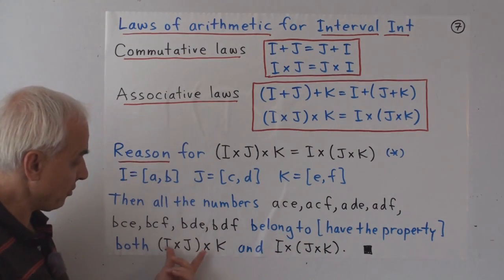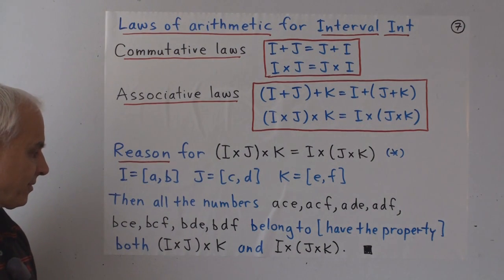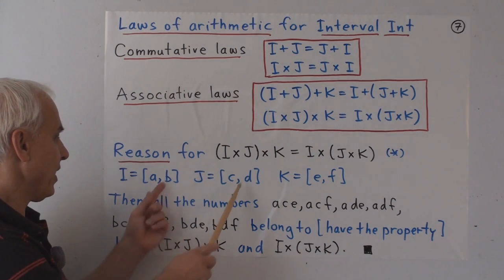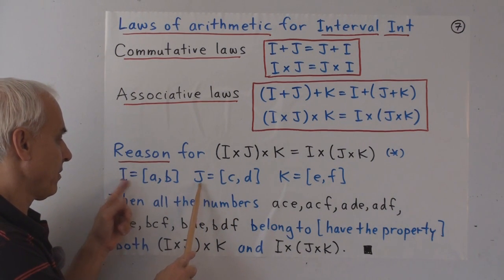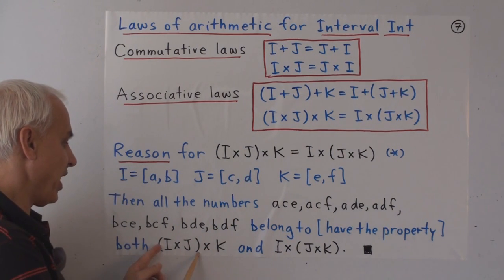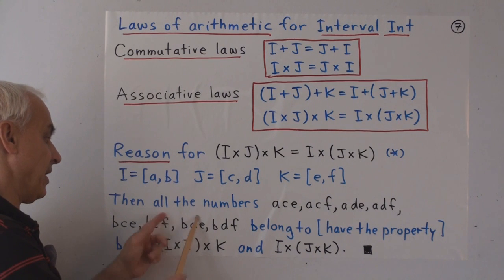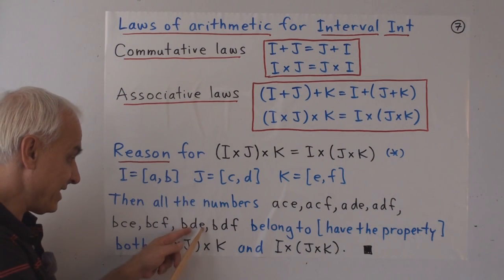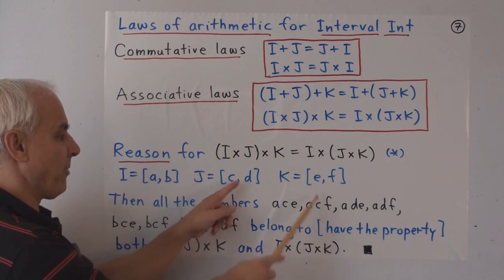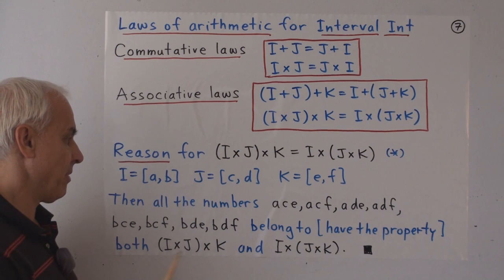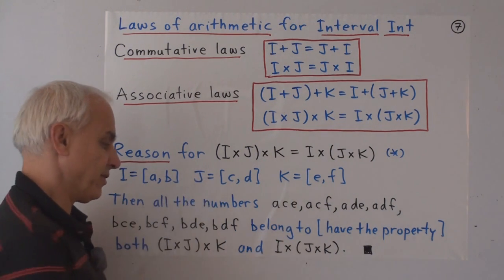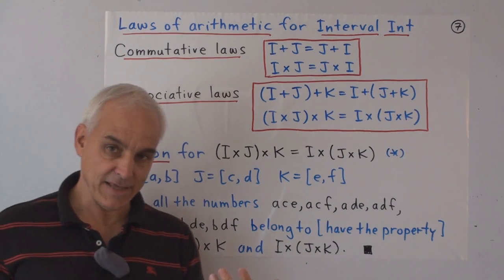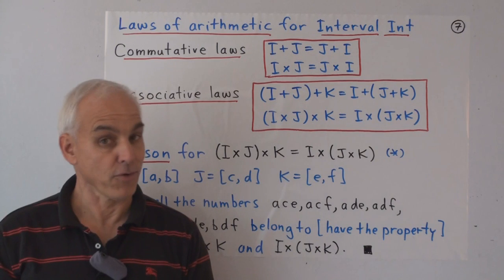And both of these lists belong to both of these products. For example, say BDE. Why does that belong to here? Well, because BD is one of the possible products of I times J. And so since it's one of the possible products of I times J, when we multiply it by E, we get one of the possible products BD times E in I times J times K. And why is the same BDE appearing in here? Well, because DE is one of the possible products when we multiply J times K. And so B times D times E is going to be one of the possible products when we take this times the product of these two. So it's by looking at these various 8 possible endpoints and seeing that they're in both of these things that we can see that the two different associative products agree.